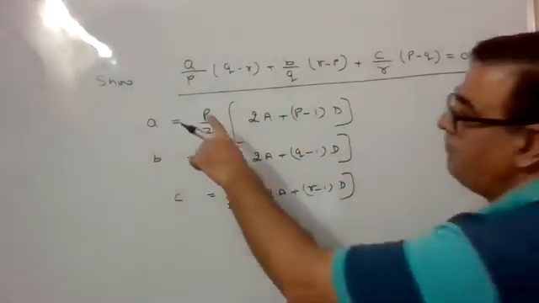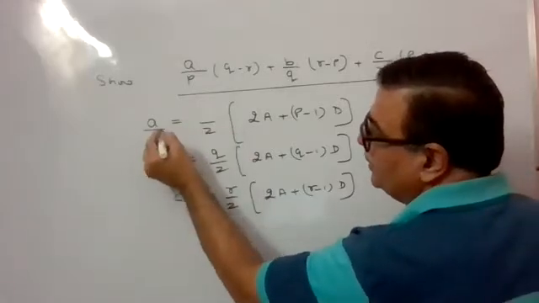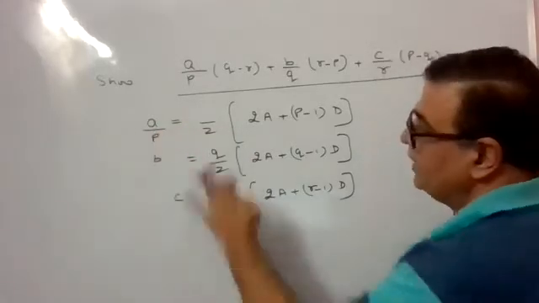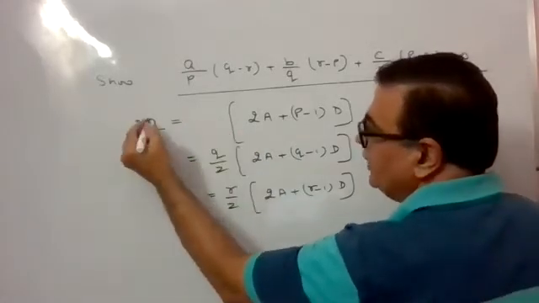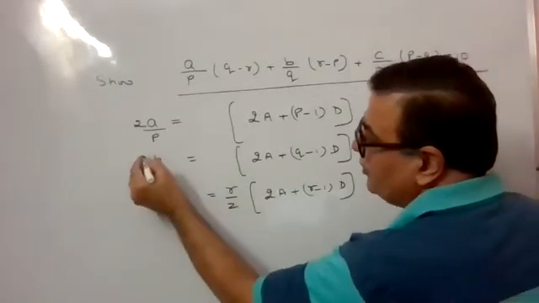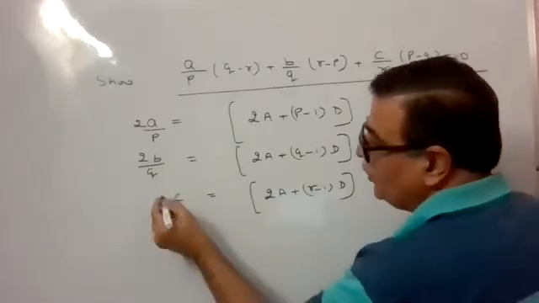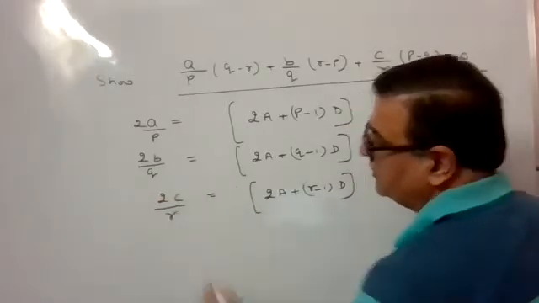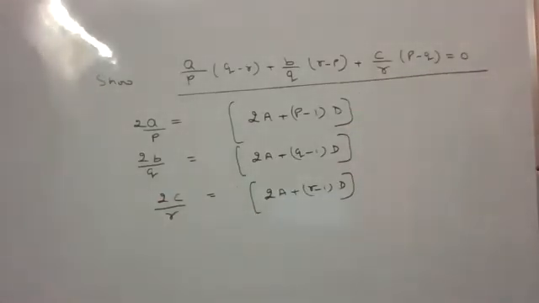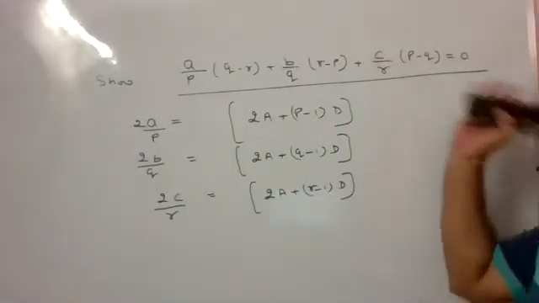Then I need a by p. So I take this p from here to here, and this 2 also I take here. So I can write 2a by p, this I'll write twice of b by q, and this twice of c by r. We are getting this. The 2 can be removed, that is not a problem because the other side is 0.